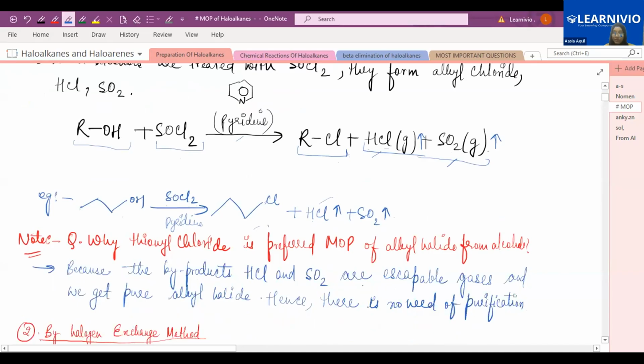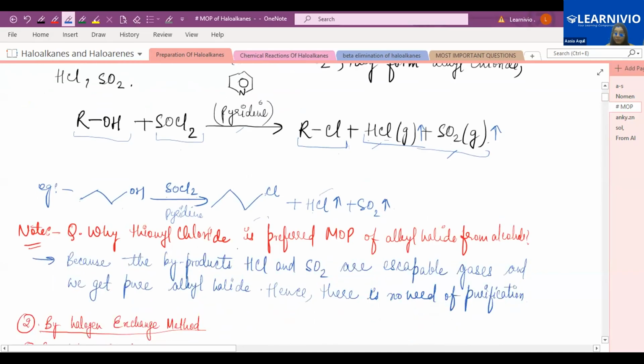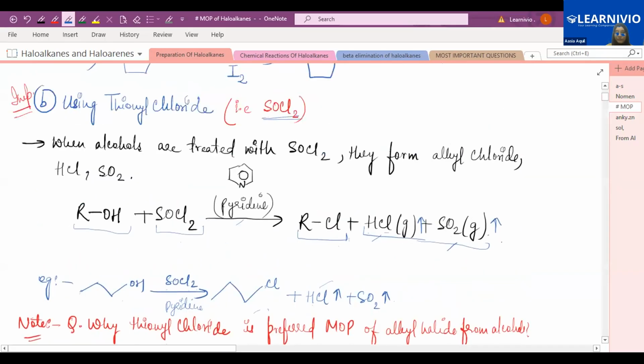There is a question here: why is thionyl chloride the preferred method of preparation of alkyl halide from alcohols? Because the byproducts, HCl and SO2, are escapable gases. They can easily escape out, and we get the pure alkyl halide. Hence, there is no need of further purification. So that's why this is a preferable method. Clear? Now write down.